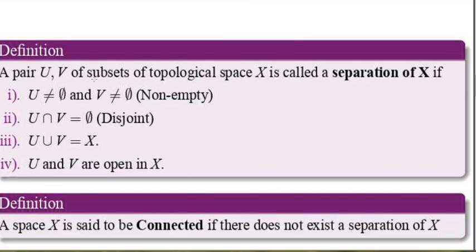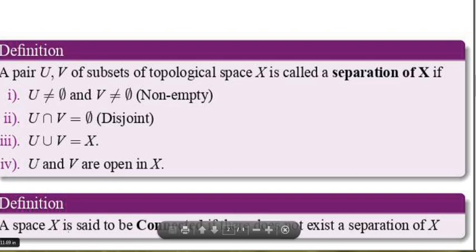A pair U, V of subsets of a space X is called a separation if these four conditions are satisfied. U and V are non-empty, and U and V are disjoint. Their union equals X. Fourth condition is U and V are open in X. If these four conditions are satisfied, then we can say a pair U, V of subsets of X is called a separation.